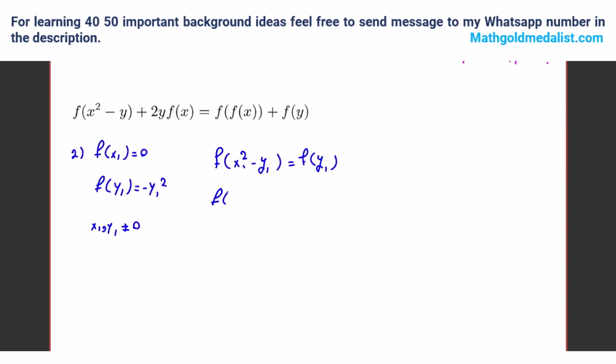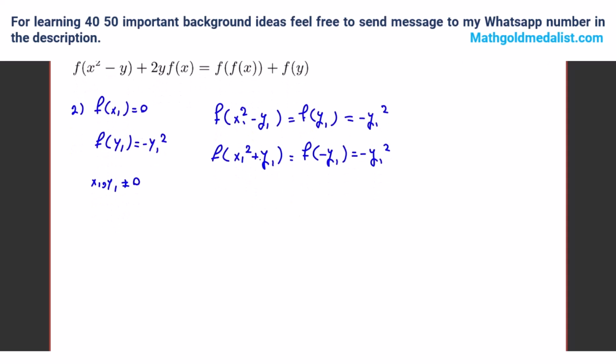Like the previous case, you can say f of x1 squared plus y1 is also equal to f of x1 squared minus y1. Both of them are negative y1 squared. They are equal. We proved this before. Now, we should check again the different cases. We know it cannot be 0.